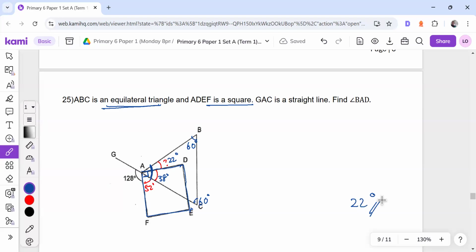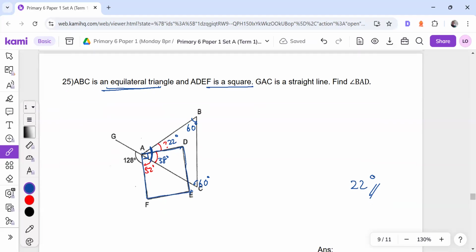Okay. So you must know your properties of angles. When you come to P6, what will happen to the properties? Still the same, but questions get harder, right? The pictures get a bit more complicated, but you still use the same properties that you have learned. Nothing changed. Okay, question 26.